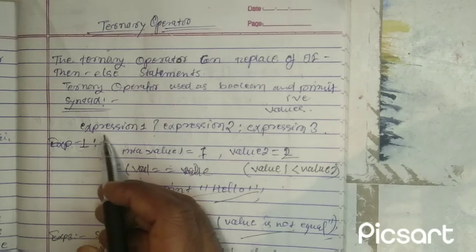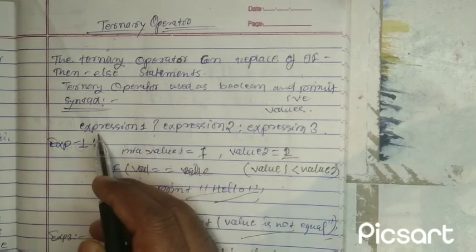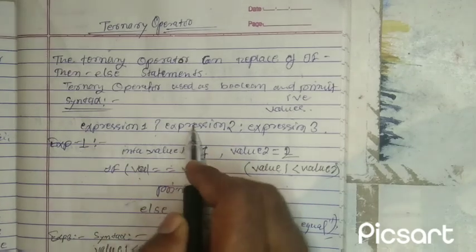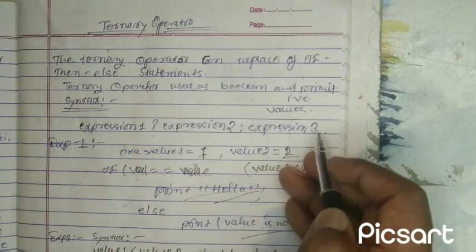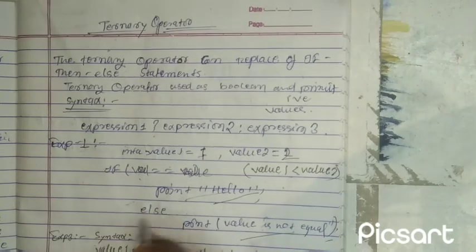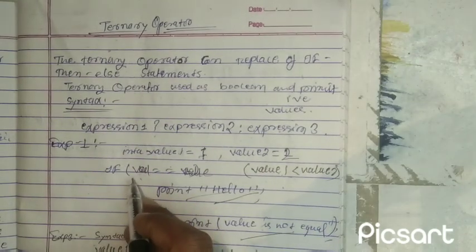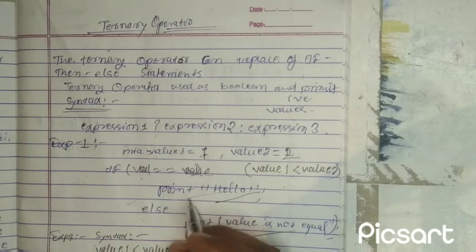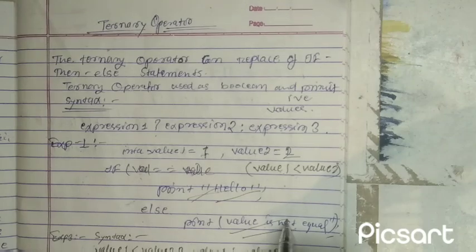Here is the expression of the ternary operator syntax. The first is the condition expression, then the if true part will be here and the else part will be here. As you write if else statements, you provide the condition here. If the value equals 1, then it will return this. If it is not, then it will return this, and so on.